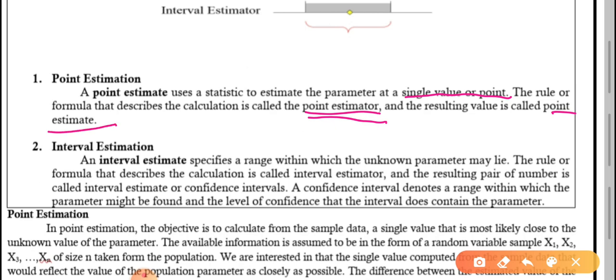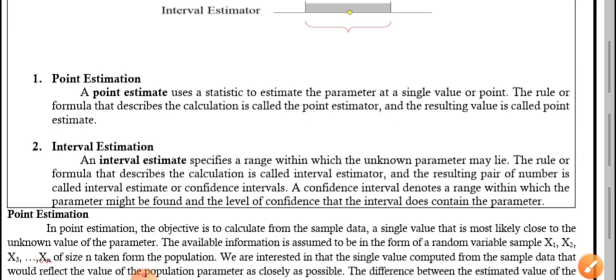Interval estimation. An interval estimate specifies a range within which the unknown parameter may lie. The rule or formula that describes the calculation is called the interval estimator, and the resulting pair of numbers is called the interval estimate or confidence interval. A confidence interval denotes a range within which the parameter might be found, and the level of confidence that the interval does contain the parameter.